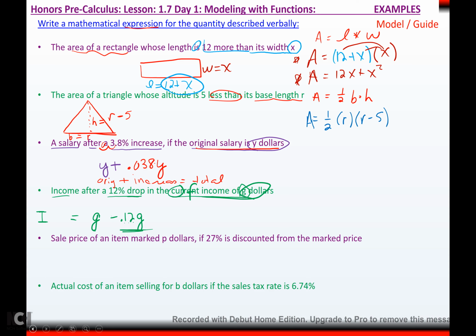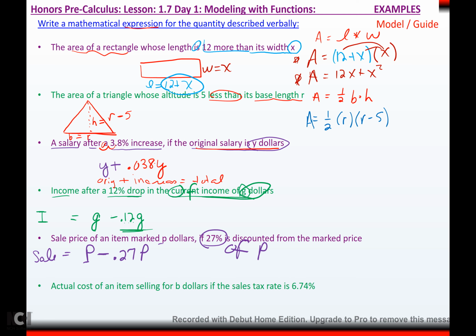Sale price of an item marked P dollars if 20% is discounted from the marked price. So we're not going to be paying more. We're going to be paying less. We're not going to pay the full price. We're going to take some money off of that. How much are we going to take off? 20% of the original price. So I'm not just taking off 20 cents. I'm taking off 20% of the same price. That would equal my sale price.